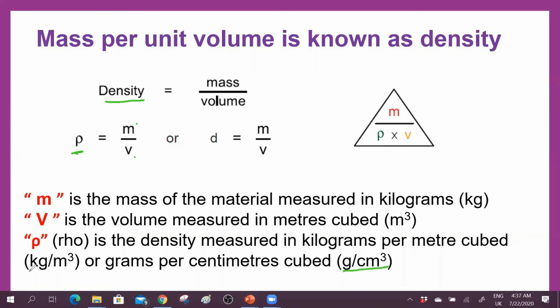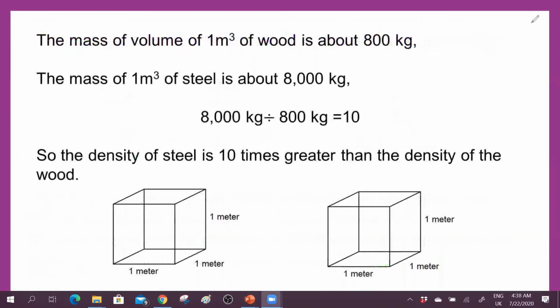That's the smaller unit, and that's the bigger unit. Kilogram per cubic meter is the SI unit for the density. Now I'm going to consider 1 cubic meter. 1 cubic meter is a big container, which has a length of 1 meter, a width of 1 meter, and the height also 1 meter. So the volume of 1 cubic meter will be 1 meter times 1 meter times 1 meter.